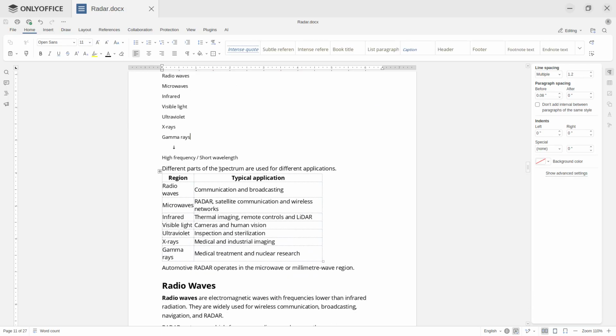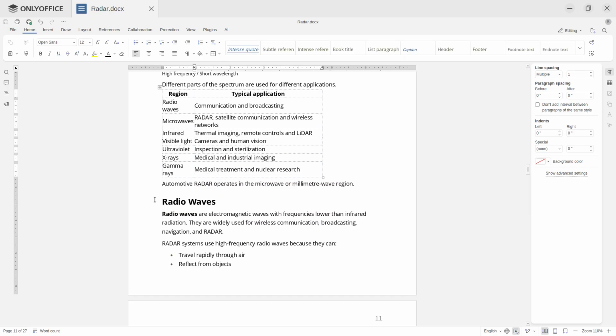Different parts of the spectrum are used for different applications. Radio waves are used for communication and broadcasting, microwaves for radar, satellite communication, wireless networks, infrared for thermal imaging, remote control and LiDAR. Visible light is used in cameras, ultraviolet for inspection and sterilization, X-rays for medical and industrial imaging, gamma rays for medical treatment and nuclear research. Automotive radar operates in the microwave or millimeter-wave region.